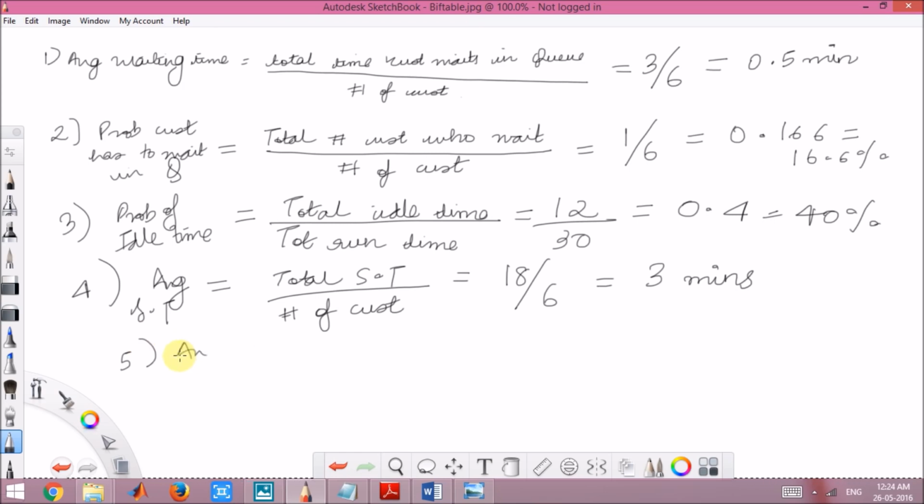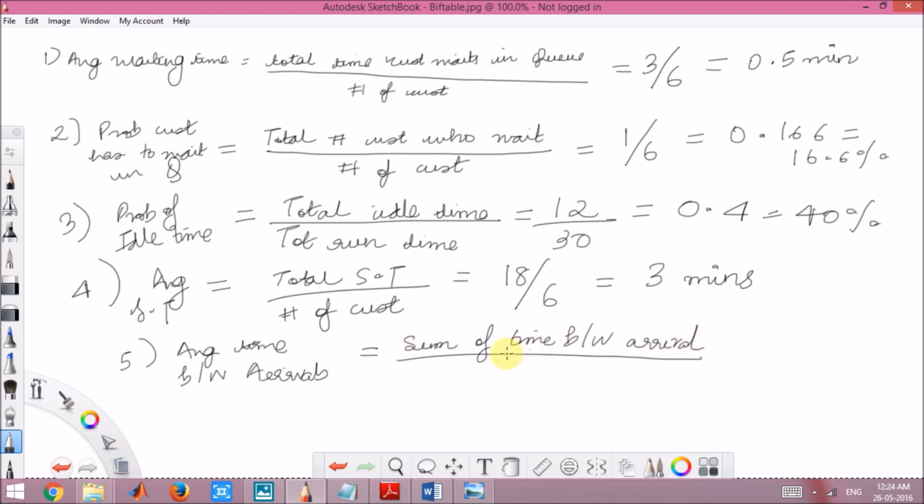The next thing that we have to calculate is the average time between arrivals. That is given by the sum of all the inter-arrival times that we have, divided by the number of arrivals minus 1. So why is this number of arrivals minus 1? It is because the first customer has no inter-arrival time. So we don't have to consider the first customer, right? So because of that, we have number of arrivals minus 1 and not 6.